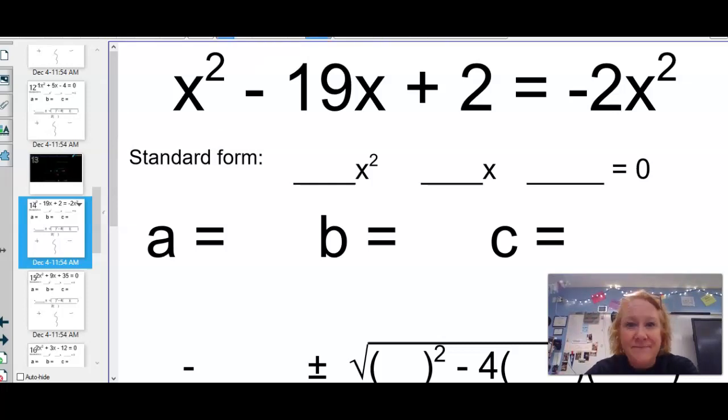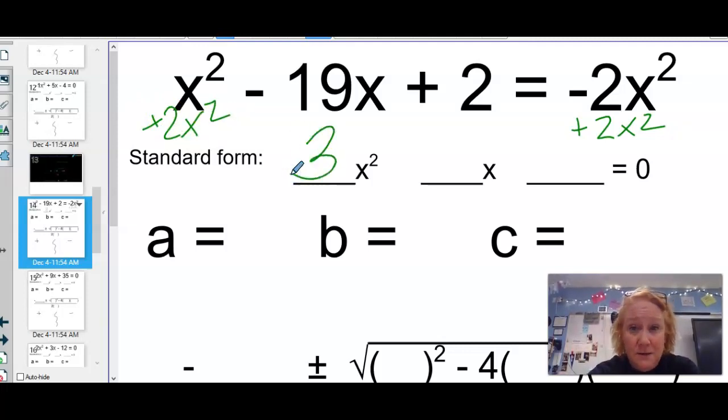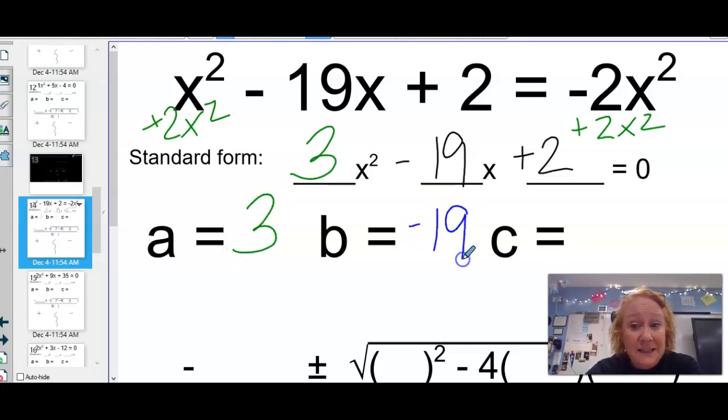I'm going to add 2x squared to both sides. Over here, plus 2x squared. That means it's now 3x squared, but nothing else changed, so minus 19x and plus 2. So what's my a? My a is 3. My b is negative 19, and my c is positive 2.